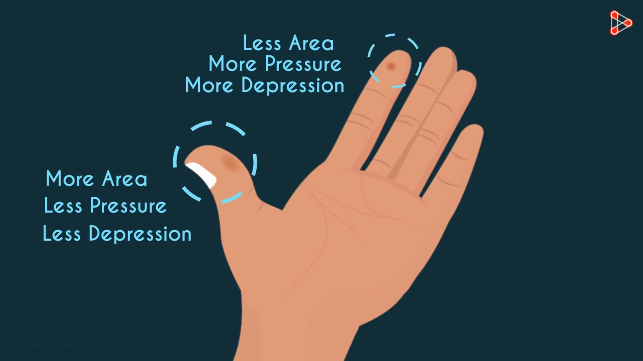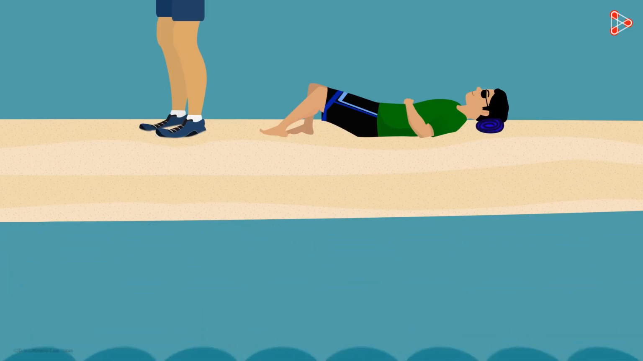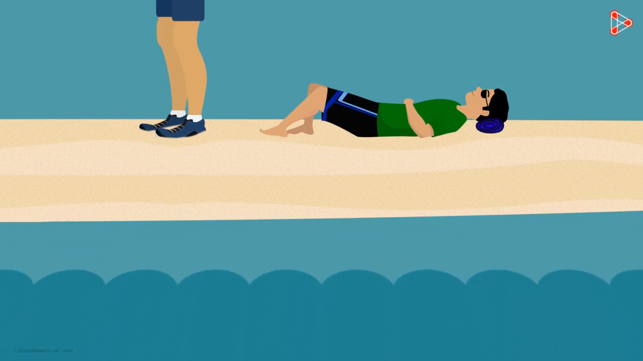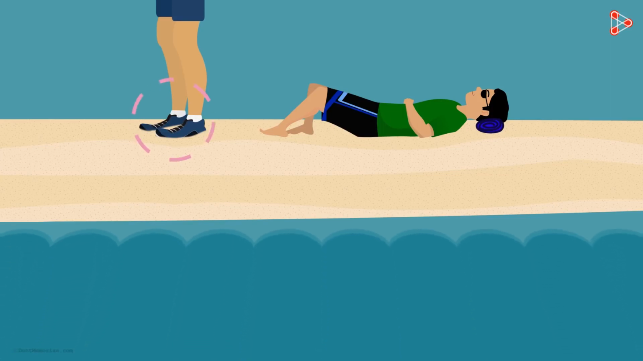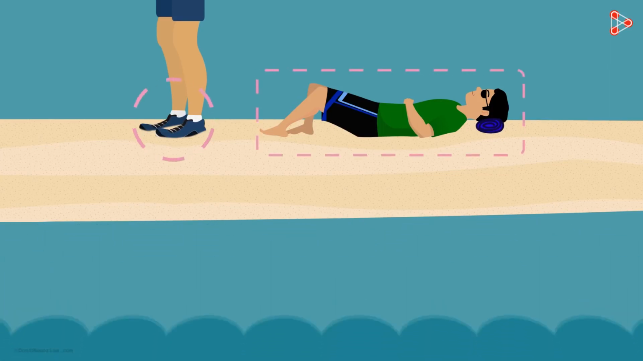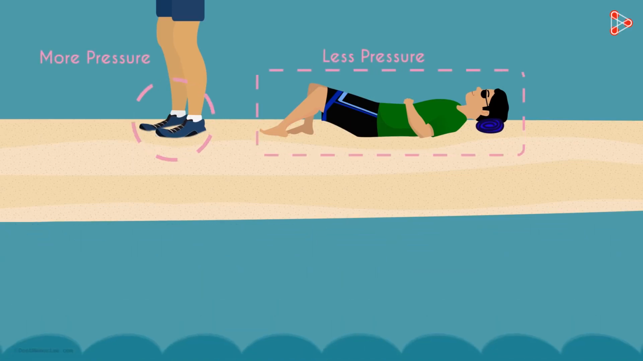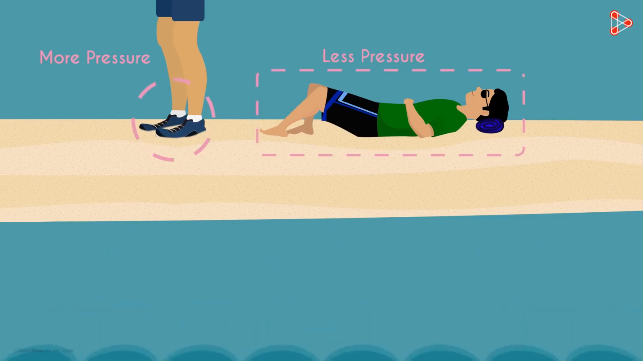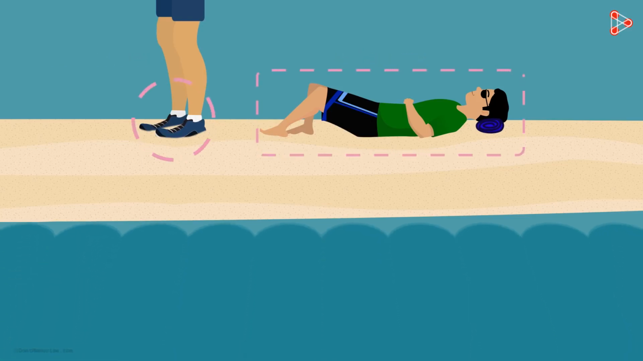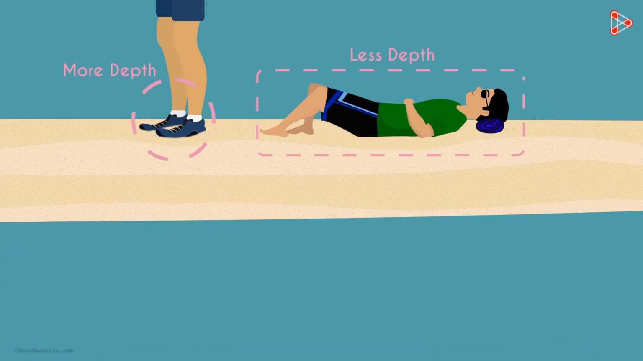Can you understand the second situation using this concept? In the second situation, the area on which your feet lie is lesser as compared to the area on which your entire body lies. And that's why the pressure is more when your feet are on the sand as compared to when your entire body lies on the sand. Which explains why the depth here is more.